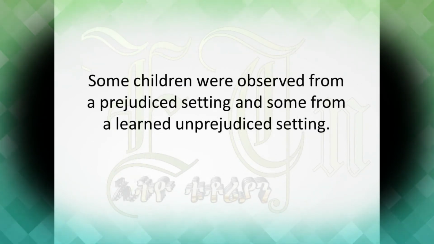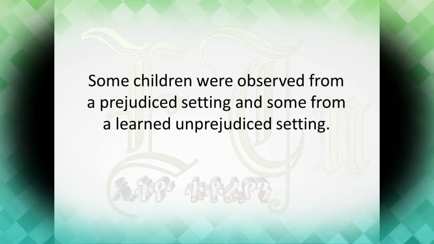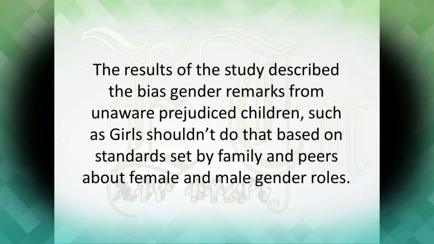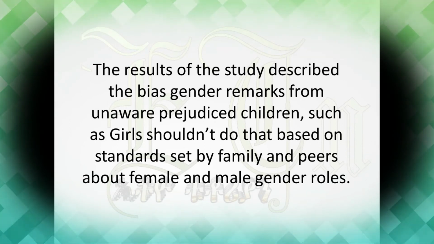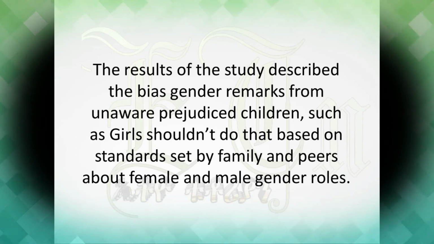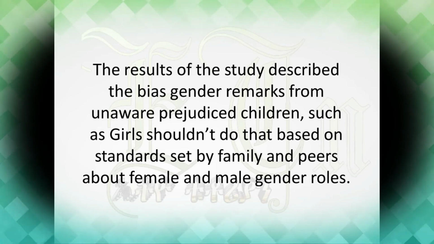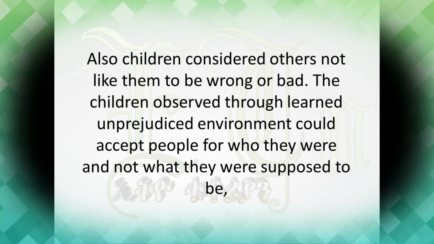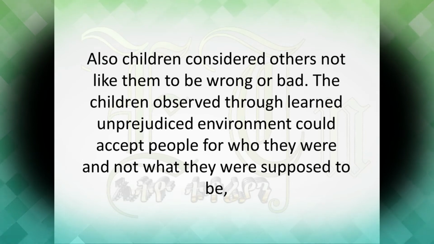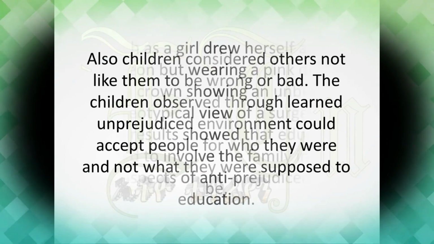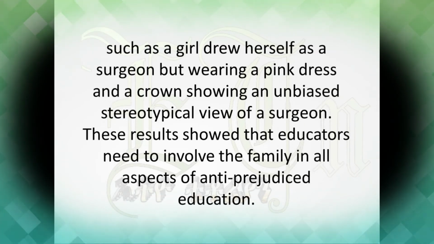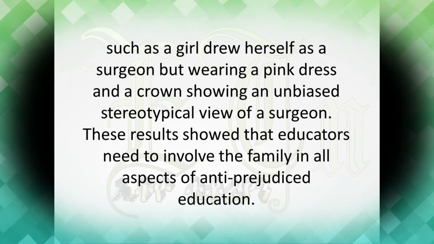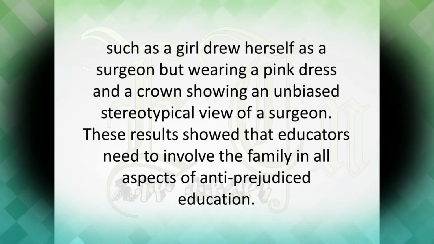Some children were observed from a prejudiced setting and some from a learned unprejudiced setting. The results of the study described the biased gender remarks from unaware prejudiced children, such as "girls shouldn't do that," based on standards set by family and peers about female and male gender roles. Also, children considered others not like them to be wrong or bad. The children observed in the learned unprejudiced environment could accept people for who they were and not what they were supposed to be, such as a girl who drew herself as a surgeon but wearing a pink dress and a crown, showing an unbiased, nonstereotypical view of a surgeon.